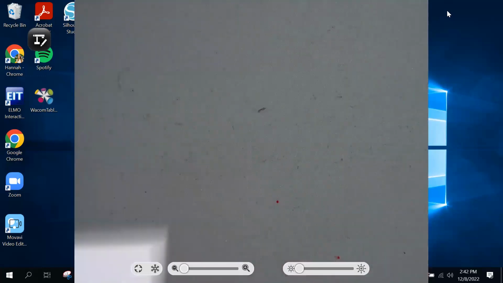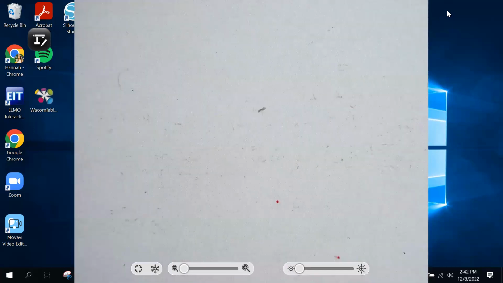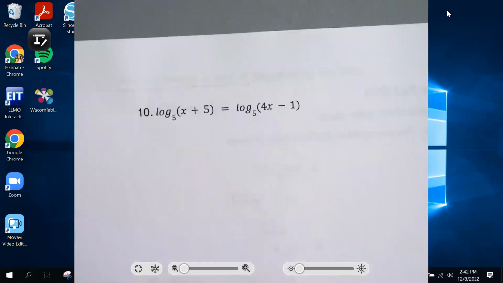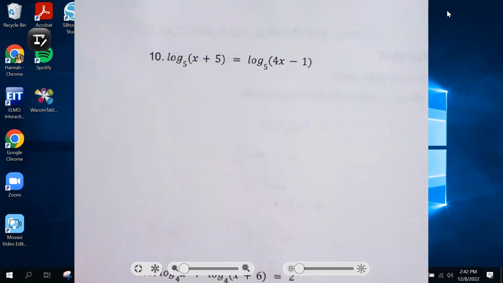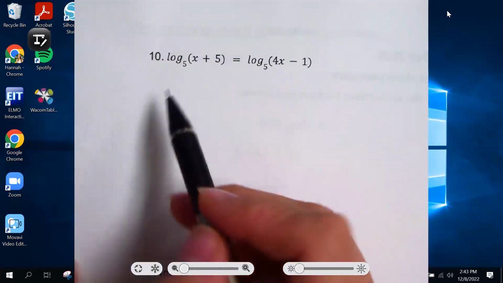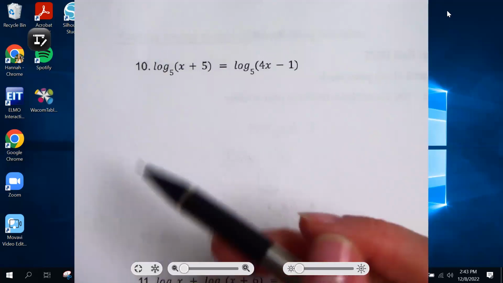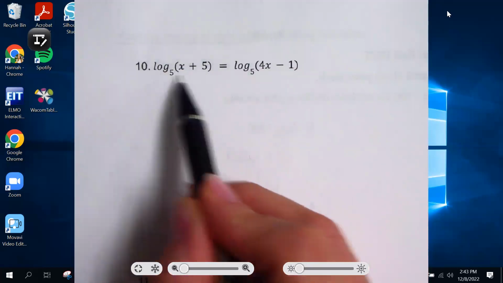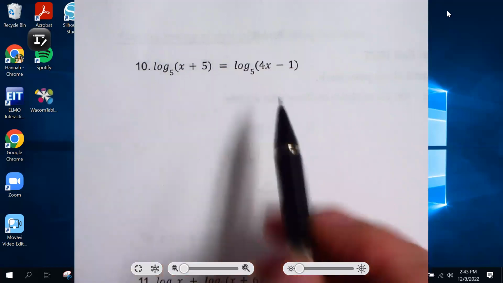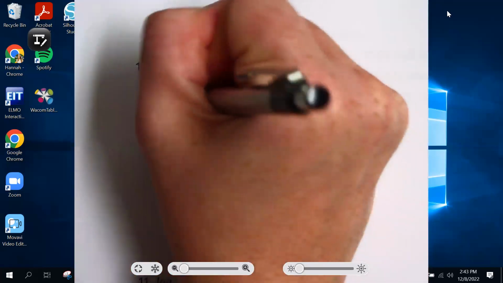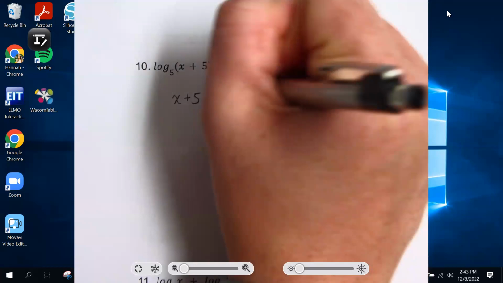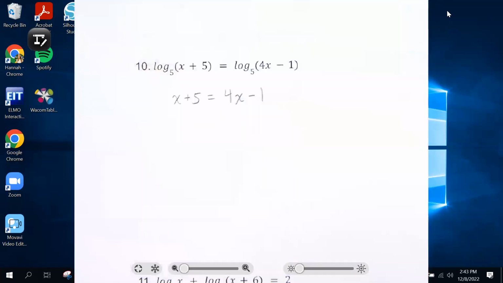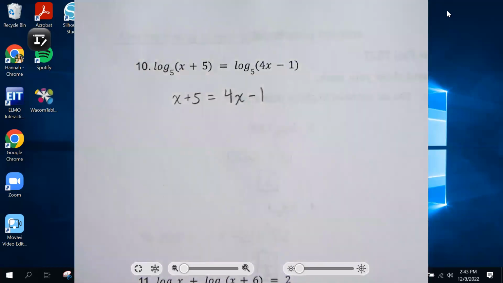Okay, let's look at number 10. Number 10, we have a logarithm on both sides of the equal sign. So as long as they have the same base, we can leave the logarithms off and set x plus 5 equal to 4x minus 1. From here, we just need to solve for x.